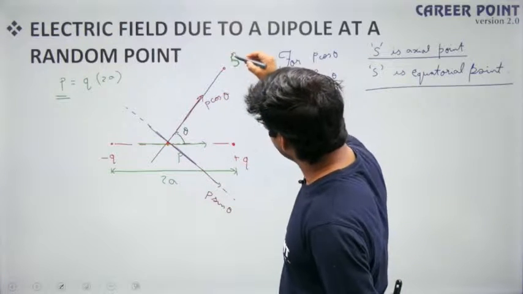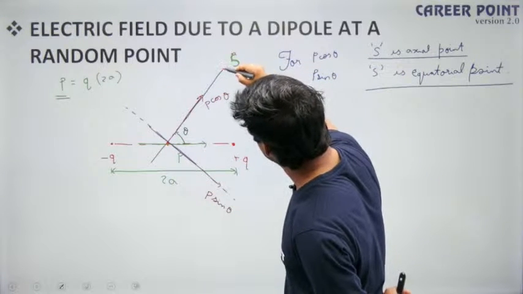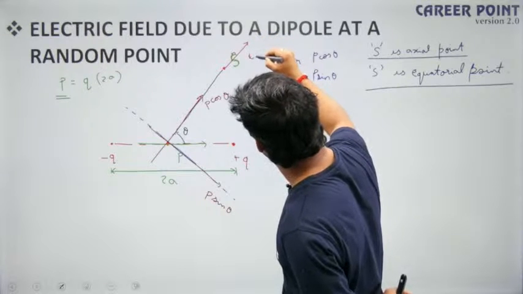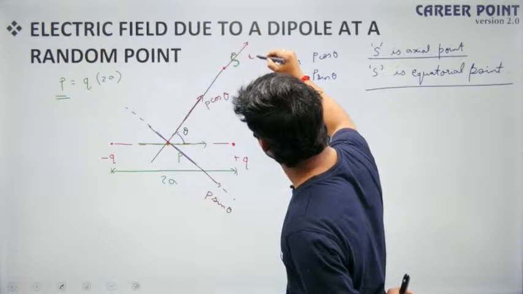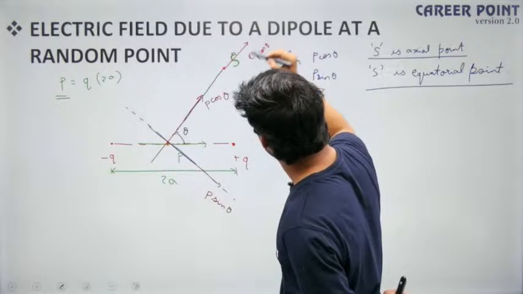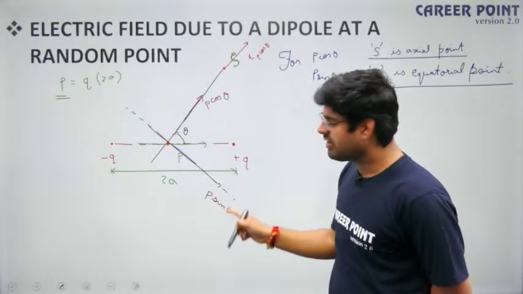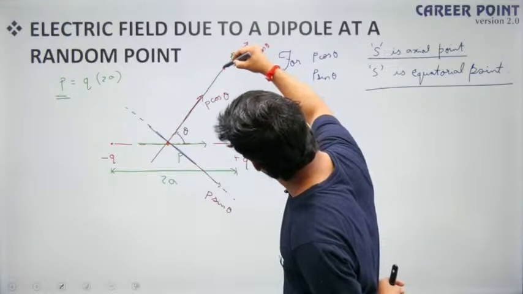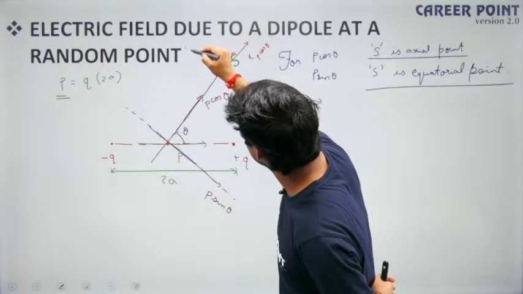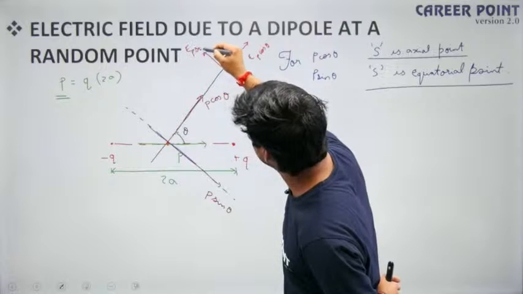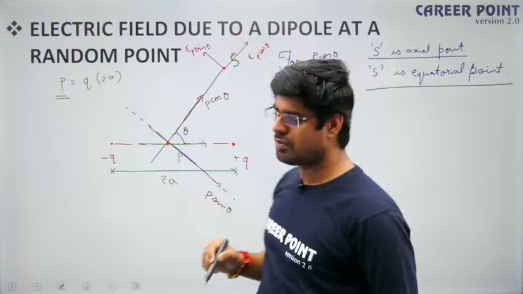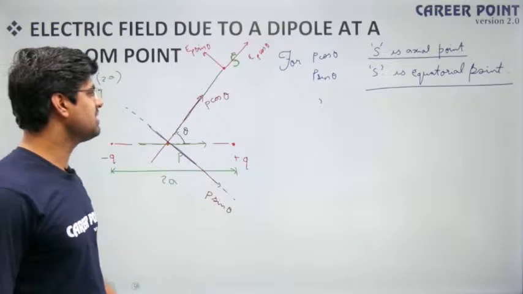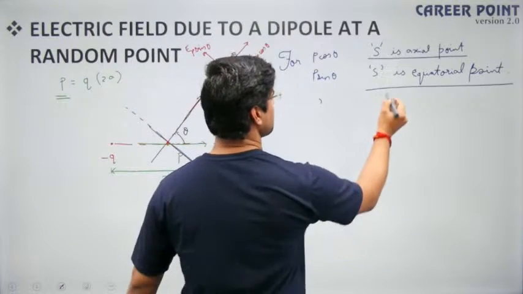Electric field due to this P cos theta will be in this direction, that is in the direction of dipole moment, E axial, or you can say E P cos theta. Electric field due to this P sin theta at point S will be opposite to P sin theta, that is E P sin theta. So now we are having two components, E P sin theta and E P cos theta, for point S.